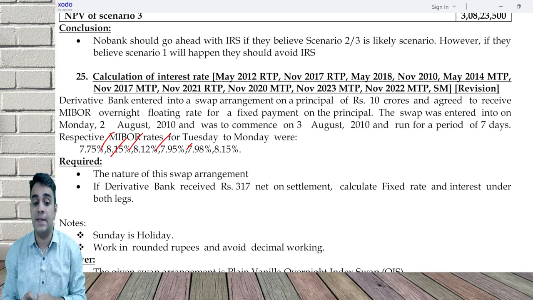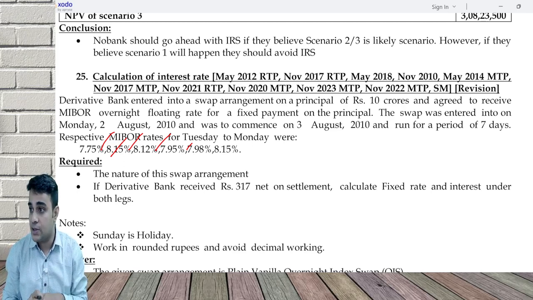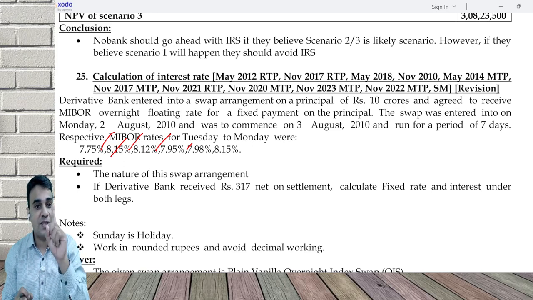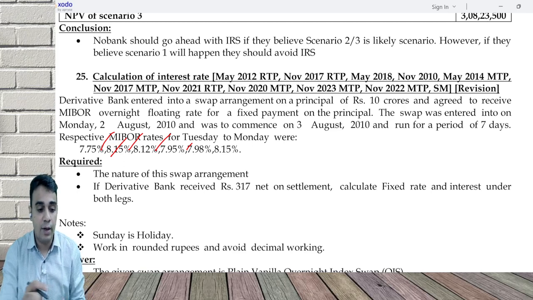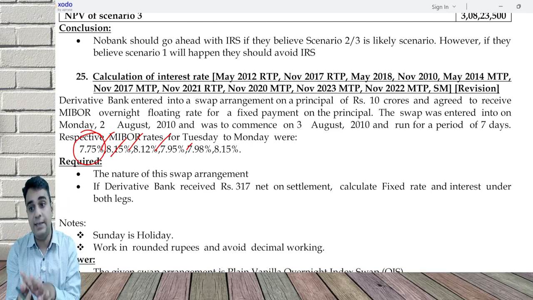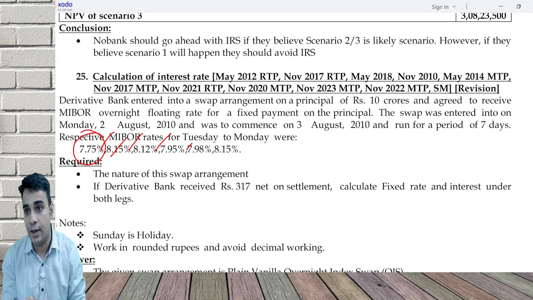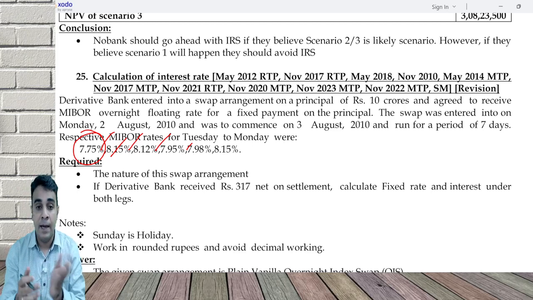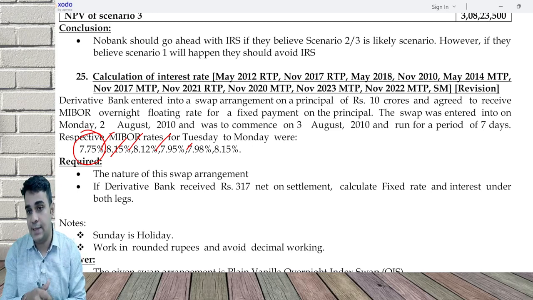For the floating guy, whenever interest changes, there will be something called interest on interest. First day you will calculate interest at what rate? 7.75. This interest will be added to your principal, and next day you will not calculate on 10 crore. You will calculate on a slightly higher amount, at 8.15. Next day again the amount will increase.